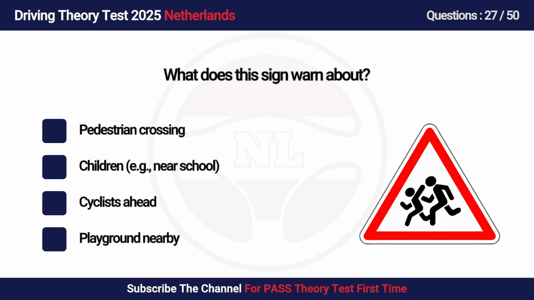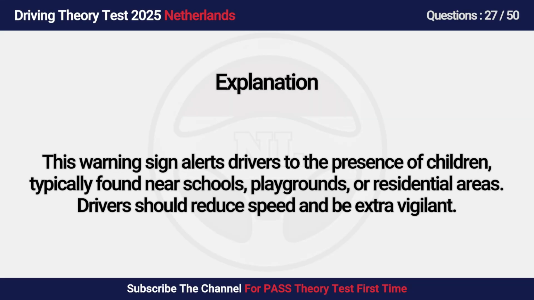A. Pedestrian crossing. B. Children, e.g. near school. C. Cyclists ahead. D. Playground nearby. Answer is B. Children, e.g. near school. This warning sign alerts drivers to the presence of children, typically found near schools, playgrounds, or residential areas. Drivers should reduce speed and be extra vigilant.